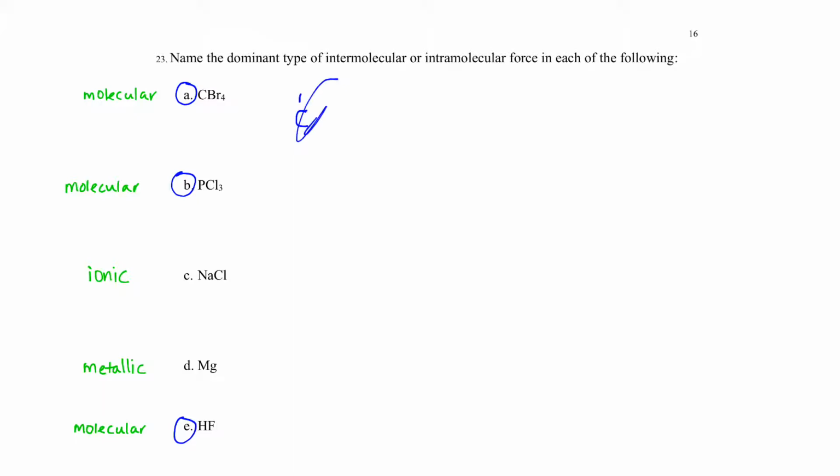Okay? So if you draw your Lewis structures for each of these, CBr4, whoops, wrong one. There we go. CBr4 is going to look like this. We'll have a carbon as our central atom, and then our bromines all connected. Alright. If you draw the Lewis structure for PCl3, it's going to look like this.